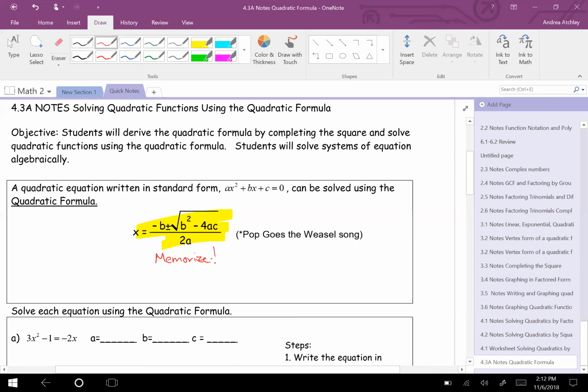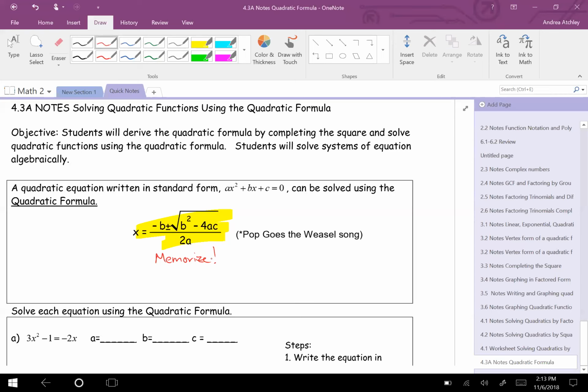Okay, so we sing it. We're going to sing it a lot in class. It helps us to remember it. It's a way to help with our memory, those of us who can't. So I'm going to sing it to you. You can do it to any song you'd like. So it's x equals negative b plus or minus square root b squared minus 4ac all over 2a.